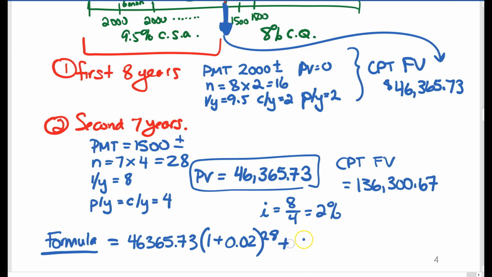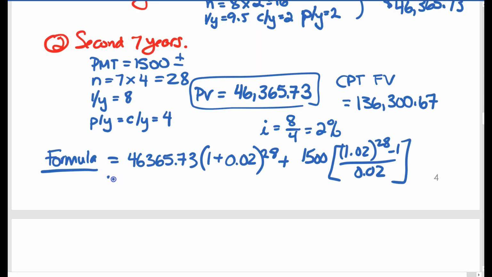And then you use the annuity formula. So 1,500 times 1.02 to the power of 28 minus 1, all over 0.02. Okay, so that's the formula you would use. And then when you do all the multiplication, you'll end up with the same amount.